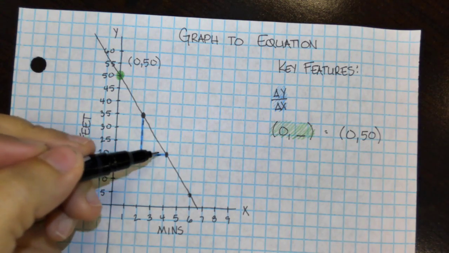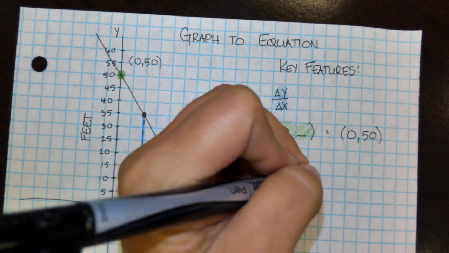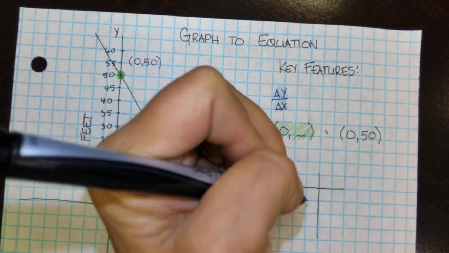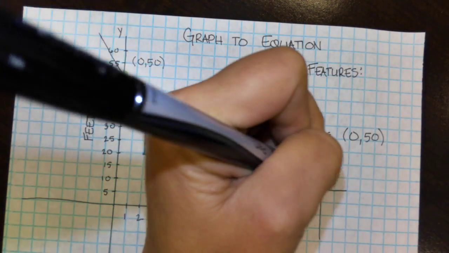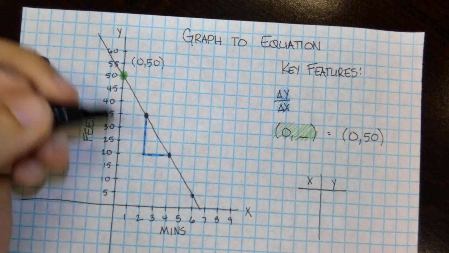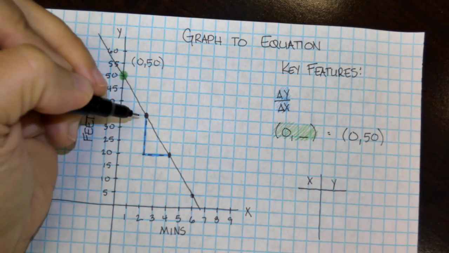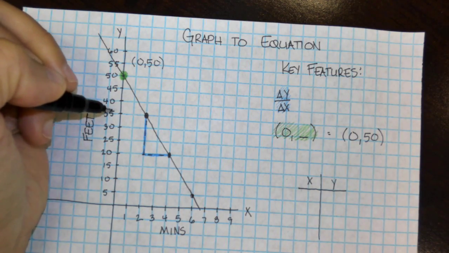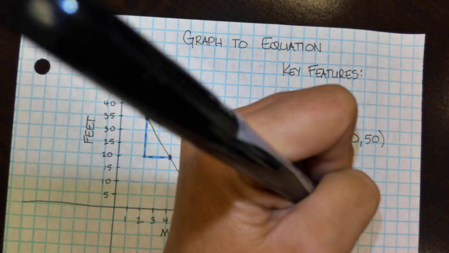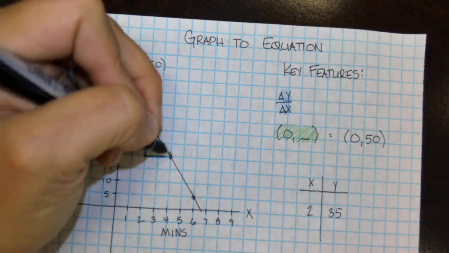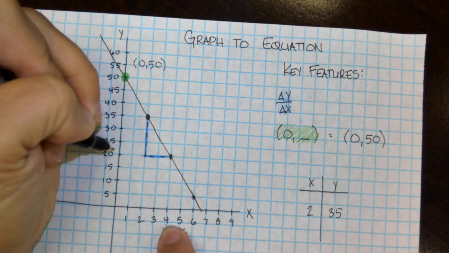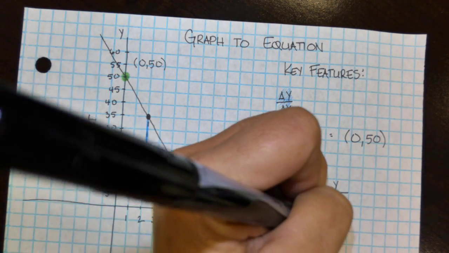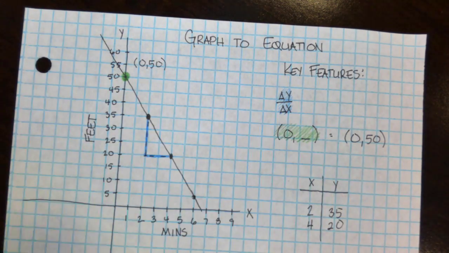I can also take those 2 points and sketch a table of x and y. As I look at this point here, this point is the coordinate point 2 and 35, and this point here is 4 and 20.